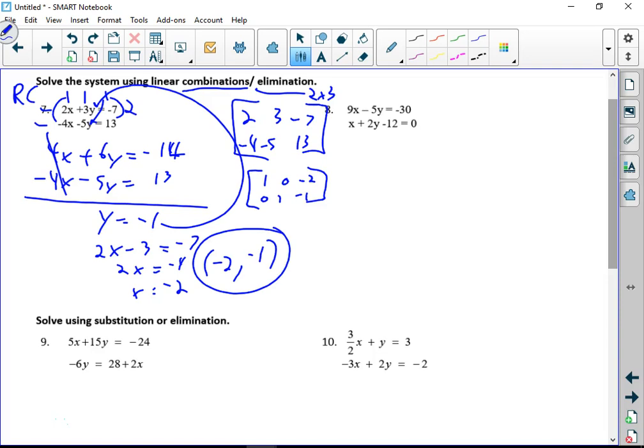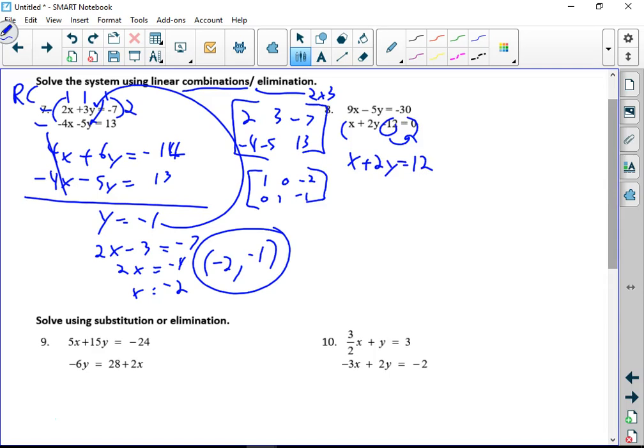Now, on this one, you've got to make sure. A lot of people go, oh, if I just multiply this by -9 right now, I'll be okay. You can't multiply by anything until you get everything lined up. And right now, you don't have your x's, y's, and numbers lined up. This -12 needs to move over here. So this needs to be x plus 2y equals +12. Got to move it over.